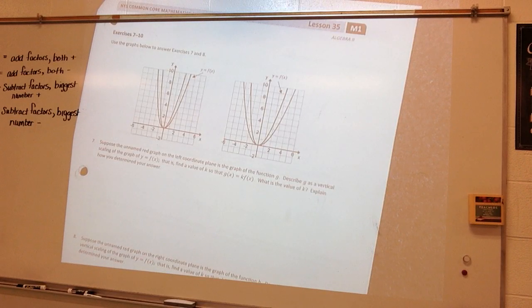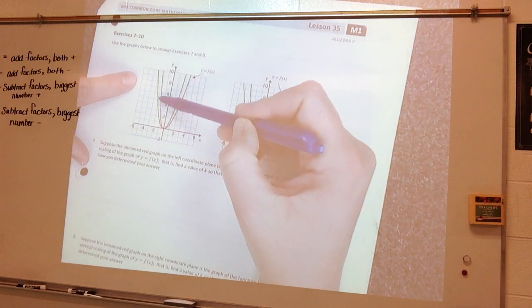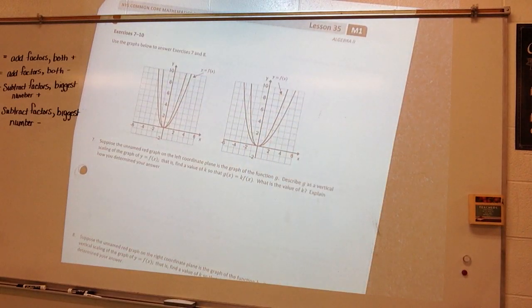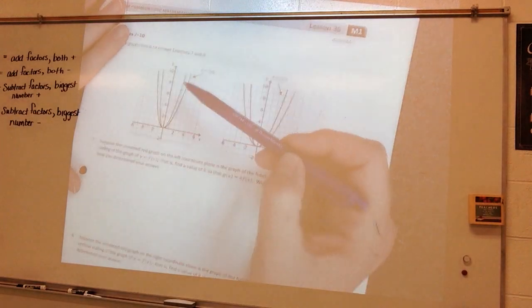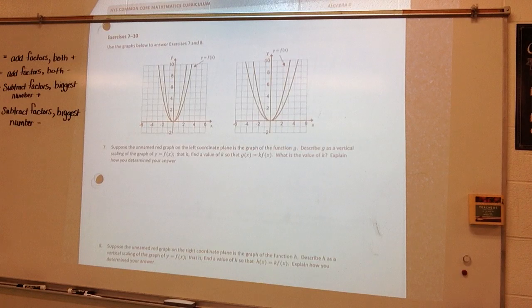Okay, so here is my original graph. Alright? It wants to know, what did we do to this graph in order to make it the way it is? Well, we need to figure out what has happened. Notice my vertex is the same. Alright? We have done, and it tells us to do a vertical scaling. So that means that I have multiplied my function by something to get my new graph.